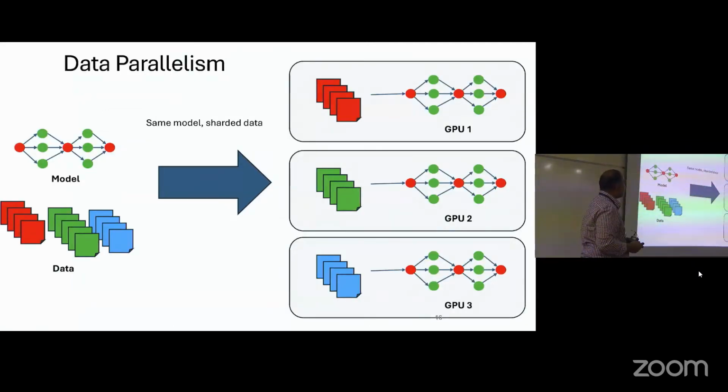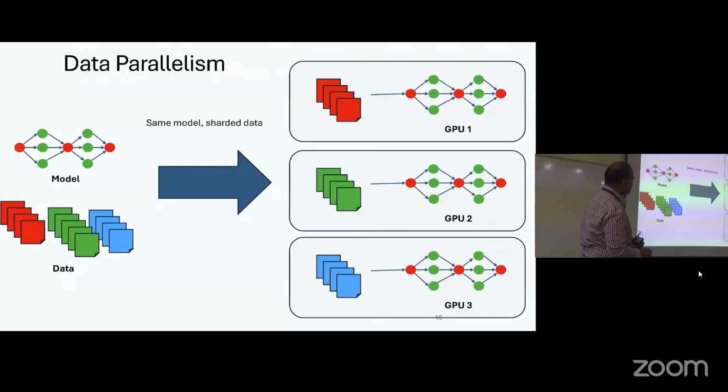So there are different techniques of distributed training. The first of those is data parallelism. In this particular case, the data is split apart, but the model is kept the same. Every GPU will have a copy of the model while the data is split and sharded and passed in pieces to each of the GPUs.